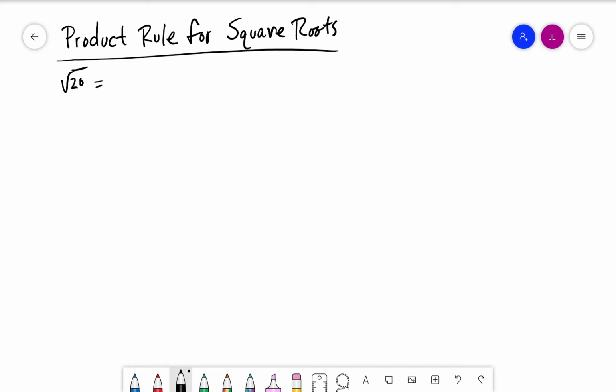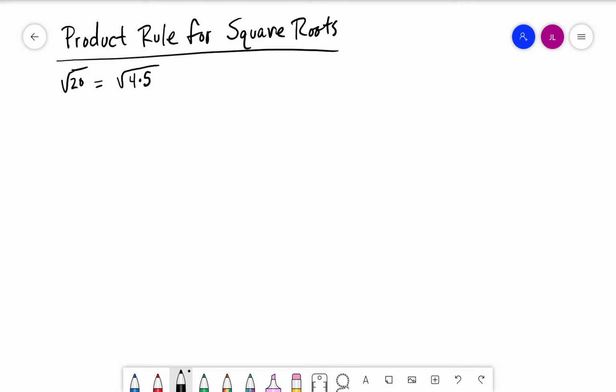Because we could say the square root of 20 is equal to the square root of 4 times 5. Well, in this case, 4 is a perfect square. So when we simplify square roots, really what we're doing is factoring them to a point where we hopefully have perfect squares somewhere.